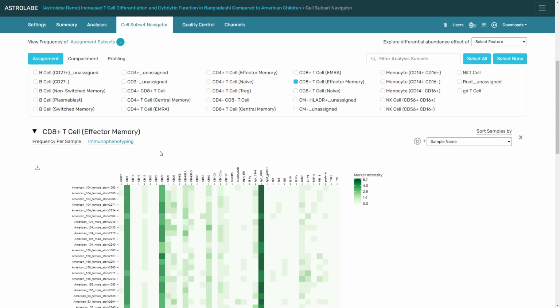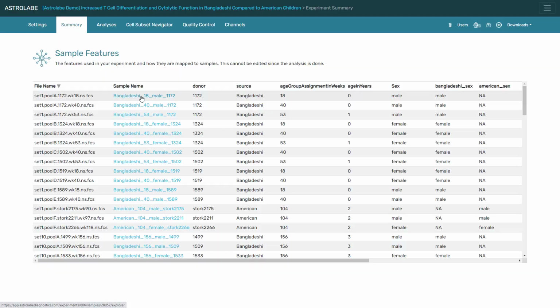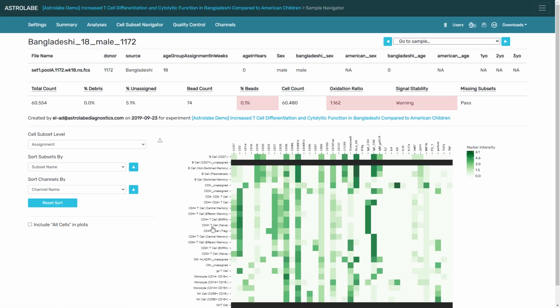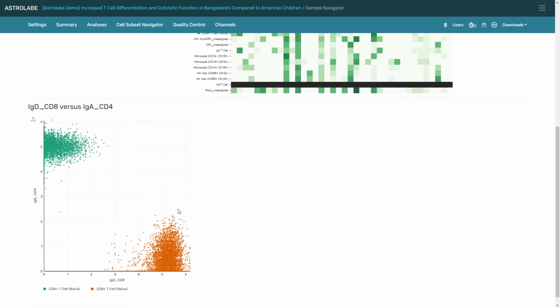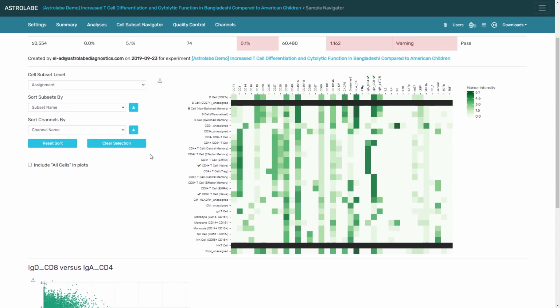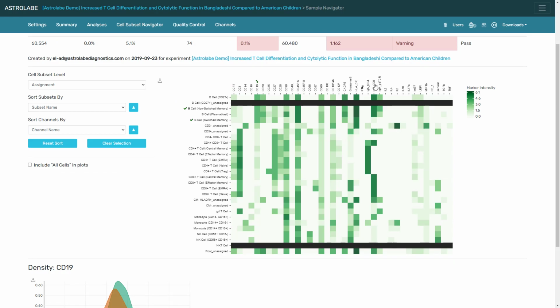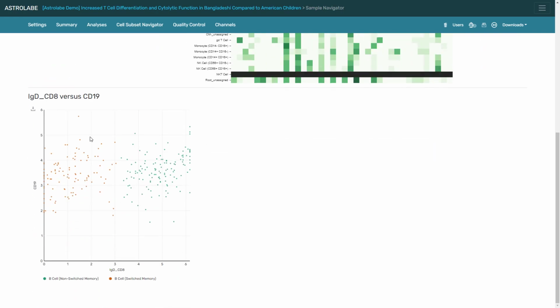Then, if we want to look at a particular sample, we can go to the summary page and go to the sample navigator, and now we can pick the CD4 CD8 populations, compare CD4 versus CD8, and have a biaxial plot. Similarly, we can pick the switched and non-switched B cells and look at CD19 versus IgD and see the separation between these two populations.